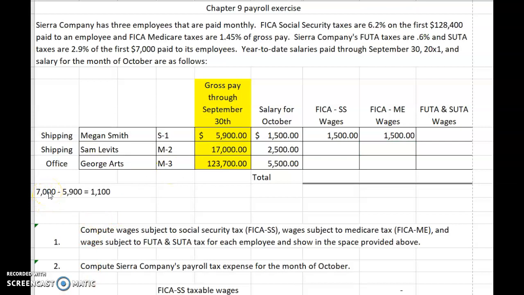$7,000 wage base minus $5,900 year-to-date through September 30th equals $1,100 of wages still subject to FUTA and SUTA tax. The rest of her gross wages are exempt from FUTA and SUTA tax, so put $1,100 in the FUTA and SUTA column.